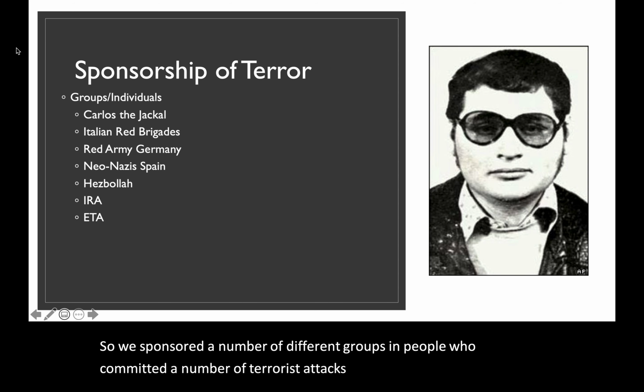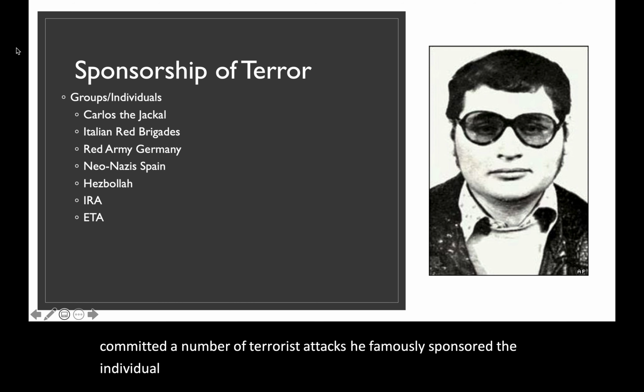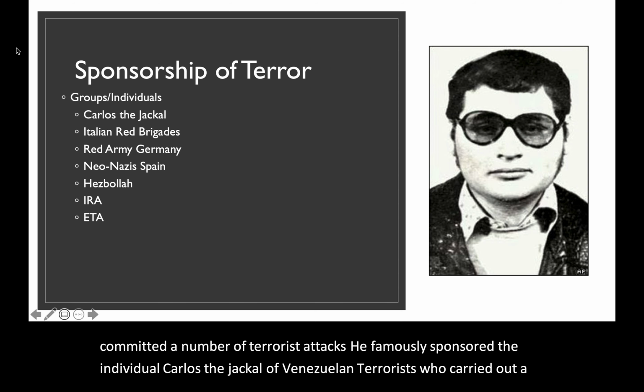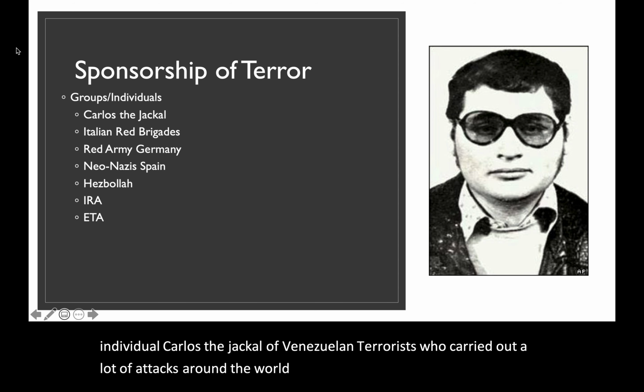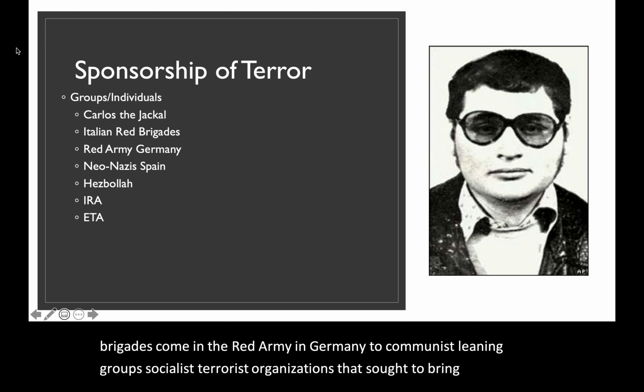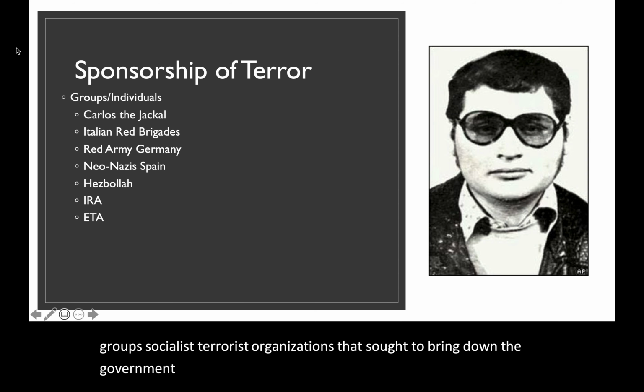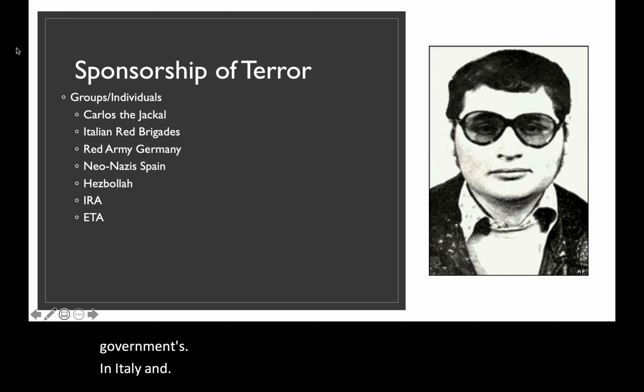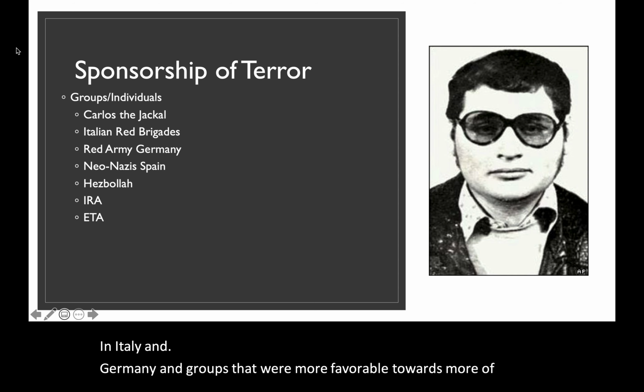So he sponsored a number of different groups and people who committed a number of terrorist attacks. He famously sponsored the individual Carlos the Jackal, a Venezuelan terrorist who carried out a lot of attacks around the world. He funded groups like the Italian Red Brigades and the Red Army in Germany, communist-leaning and socialist terrorist organizations that sought to bring down the governments in Italy and Germany, and groups that were more favorable towards Muammar Gaddafi's socialist agenda.